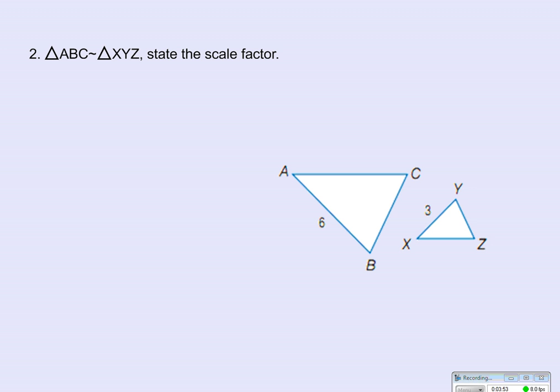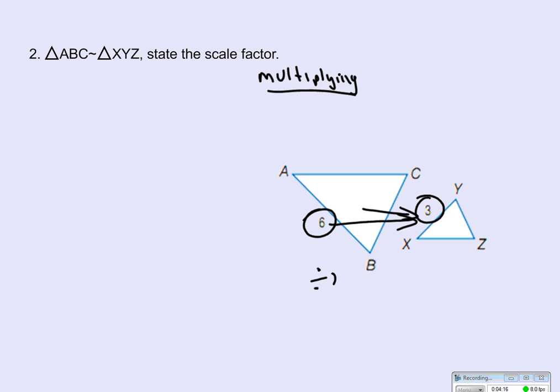So ABC, XYZ, state the scale factor. The scale factor, if you're going from ABC to XYZ, this is your dead giveaway. So going from 6 to 3, you would divide by 2. A scale factor means that you're multiplying. So how do you represent divide by 2 as a multiplication? Well, that's just going to be multiplied by 1/2. So there's your scale factor, just 1/2. 6 times 1/2 yields 3.